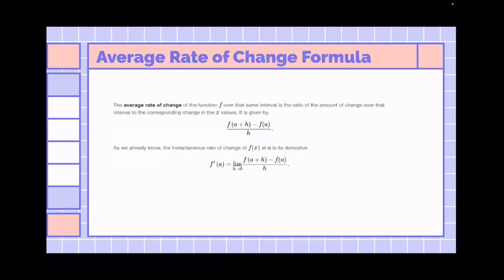Okay. So the average rate of change formula. The average rate of change of the function f over that same interval is the ratio of the amount of change over that interval to the corresponding change in the x values. It is given by f of a plus h minus f of a, over h. As we already know, the instantaneous rate of change of f of x at a is its derivative, f prime of a.